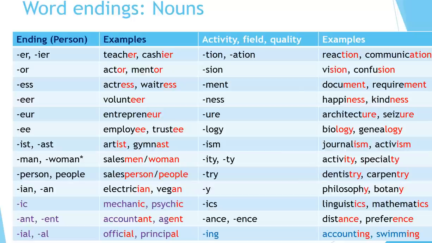I-N-G, accounting, swimming. Again, the blue ones indicate that they can also be verbs. In this case, they're indicating nouns. For example, swimming is a fun activity.